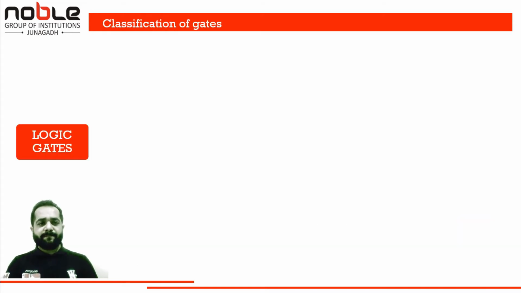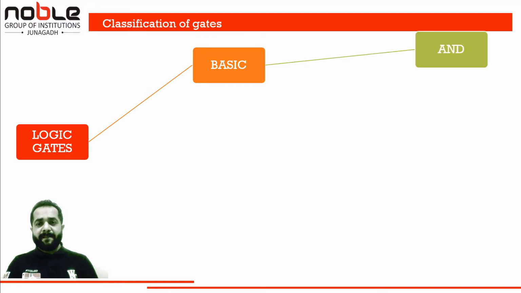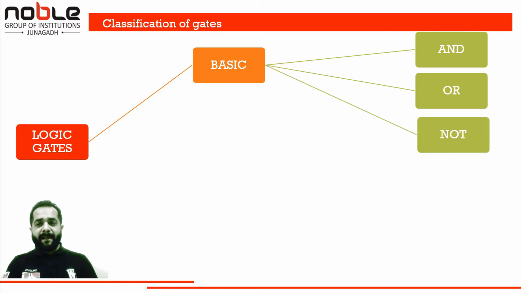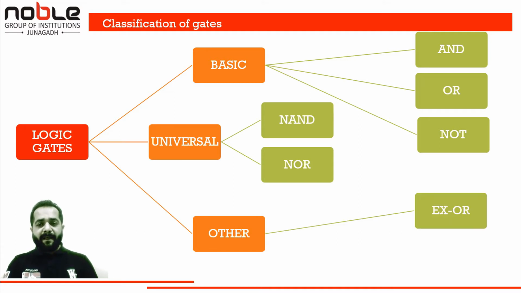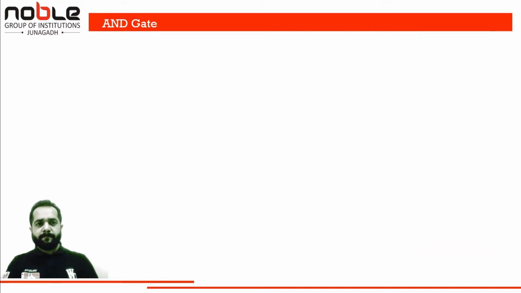Classification of gates. Logic gates are classified in 3 categories. One is the basic gate, and basic gate is again classified into AND gate, OR gate and NOT gate. The second category is the universal gate, which is classified into NAND gate and NOR gate. And the third one is the other category, where the XOR gate and XNOR gate are included. Let's start with the AND gate.